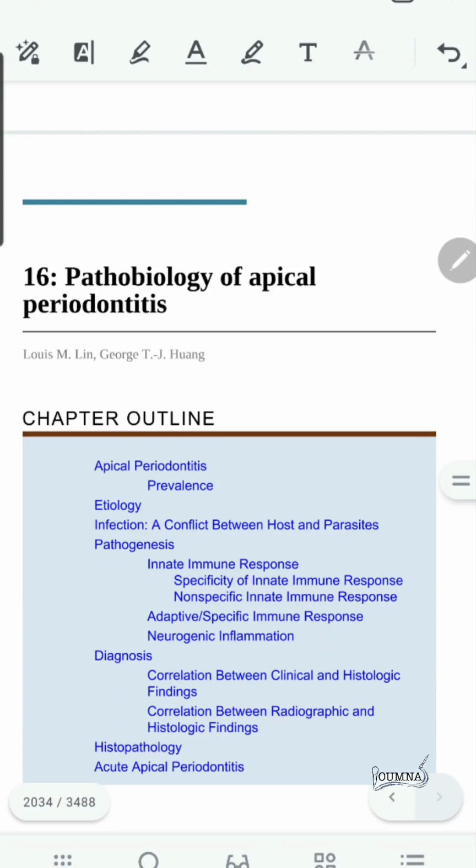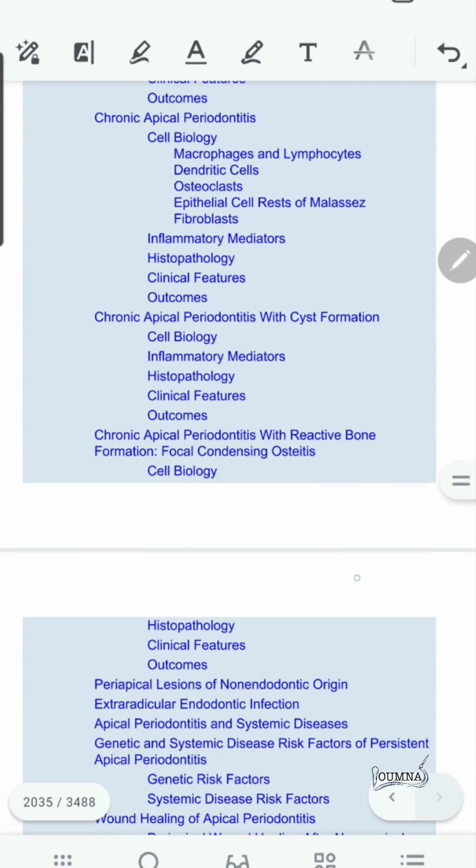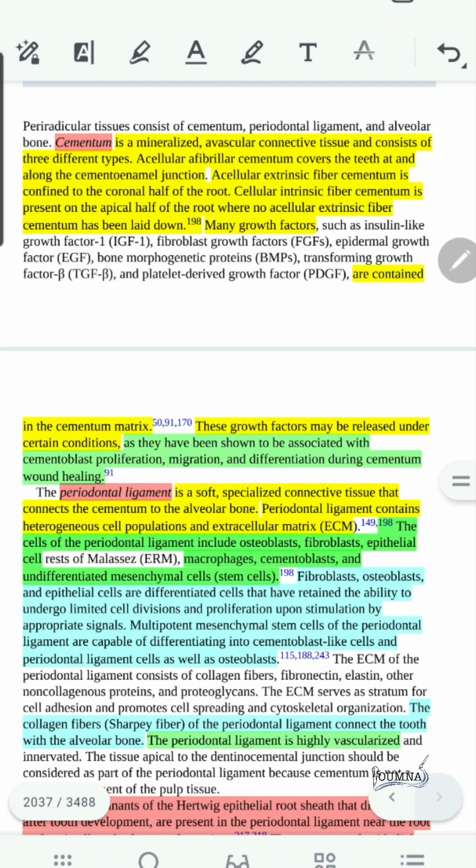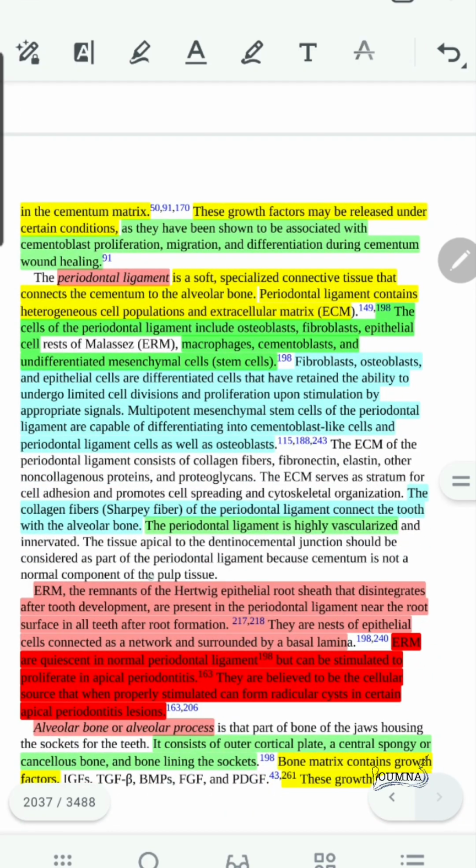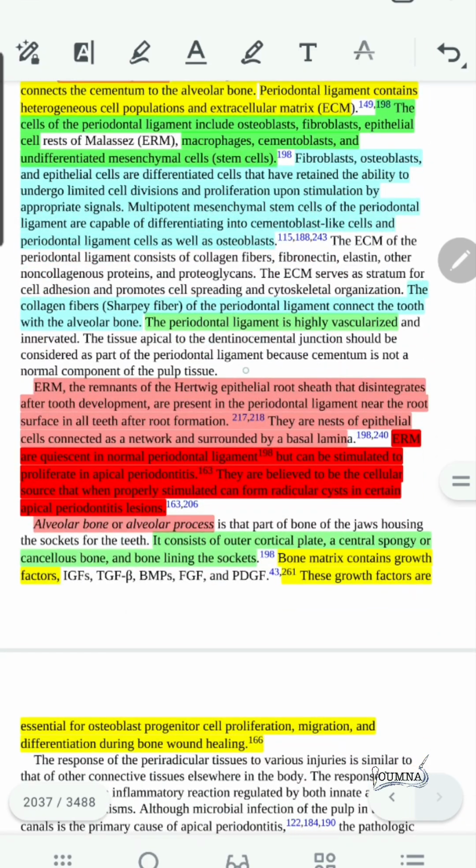Hello, we will talk about the pathobiology of apical periodontitis. We first must know the structures surrounding the apex that affect the response of the immune system to the bacterial invasion. We have the cementum, the periodontal ligament, and the alveolar bone.